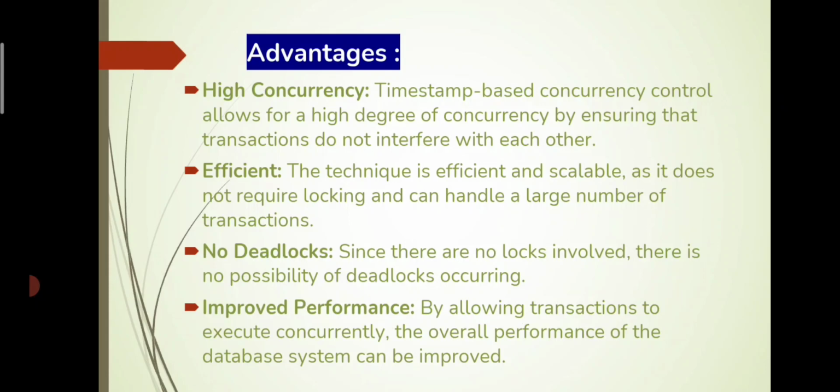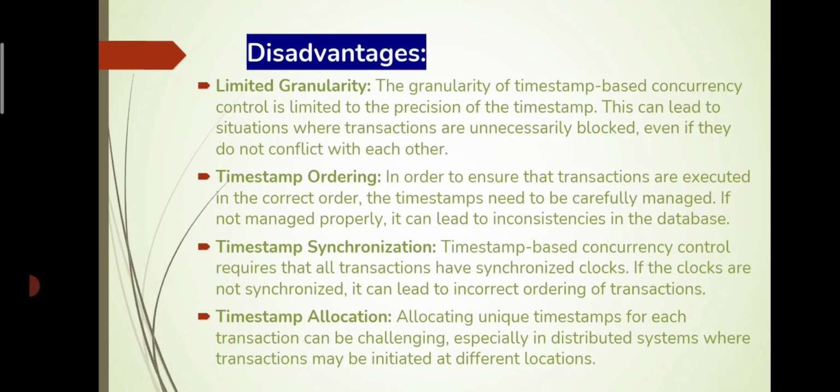Advantages: High concurrency. Timestamp based concurrency control allows for a high degree of concurrency by ensuring that transactions do not interfere with each other. Efficient. The technique is efficient and scalable as it does not require locking and can handle a large number of transactions. No deadlocks. Since there are no locks involved, there is no possibility of deadlocks occurring. Improved performance. By allowing transactions to execute concurrently, the overall performance of the system can be improved.